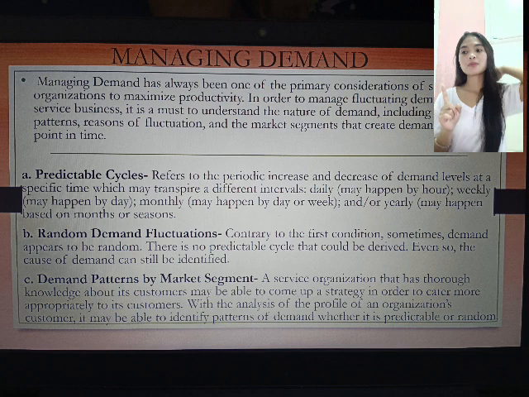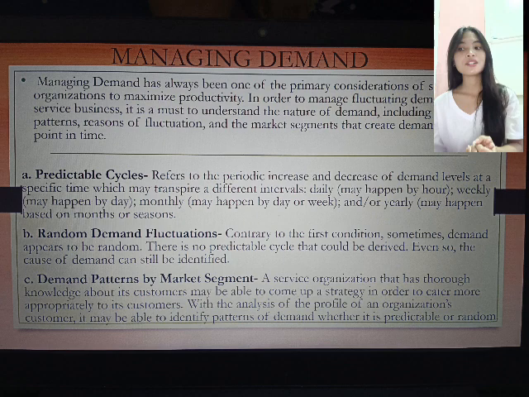So, the next one is random demand fluctuations. Contrary to the first condition, sometimes demand appears to be random. There is no predictable cycle that could be derived. Even so, the cause of demand can still be identified.